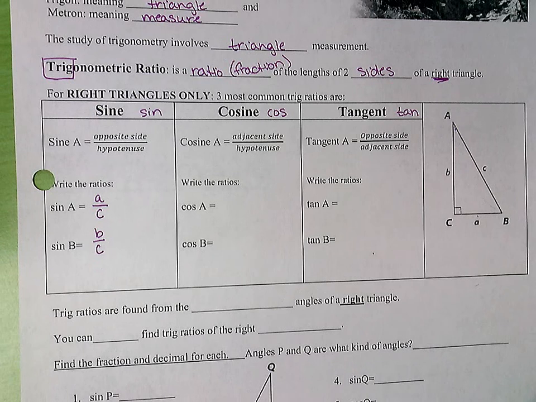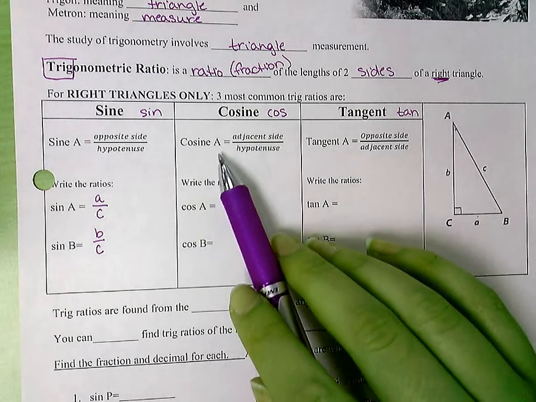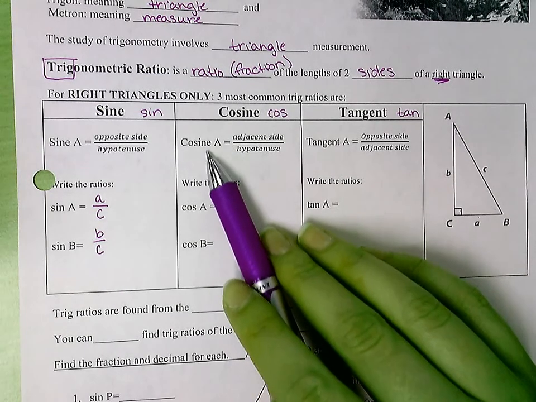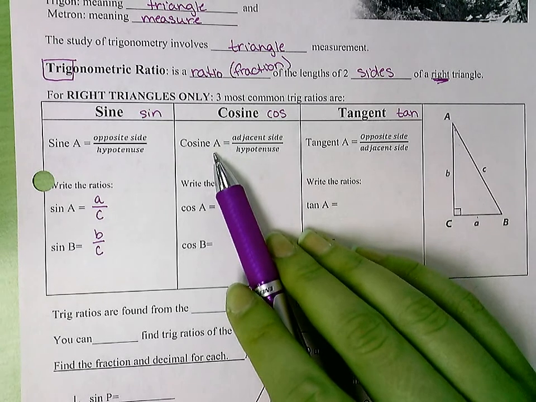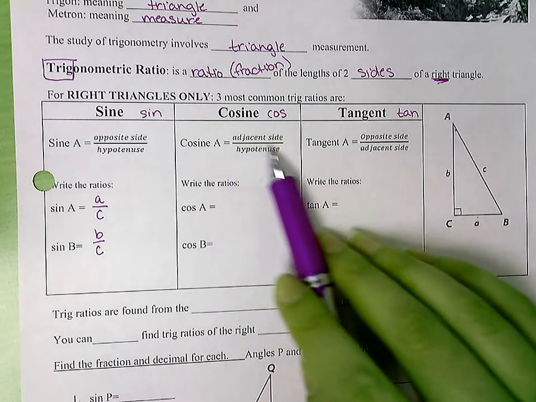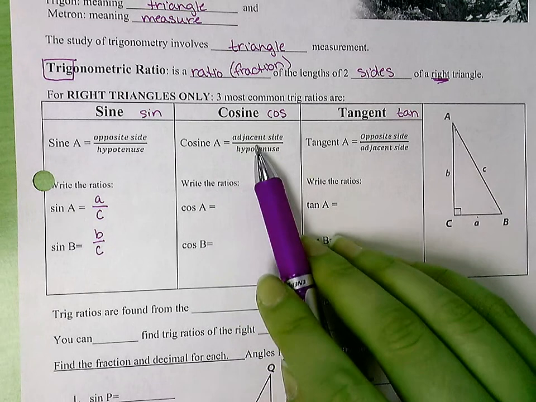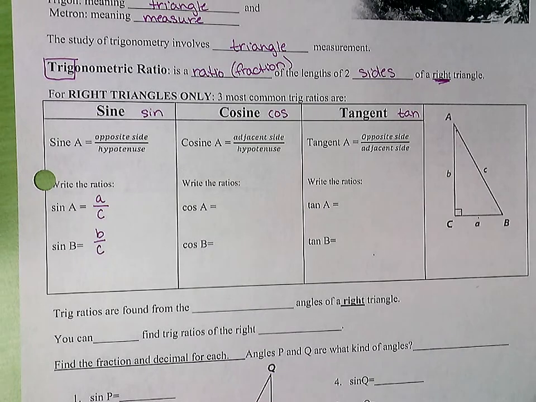Now, if I look at cosine, again, cosine of an angle, it has to have an angle attached to it. Cosine is adjacent side over the hypotenuse. Now, adjacent, if you remember, means next to. Okay, so it's the side that's next to the angle. That is not the hypotenuse.